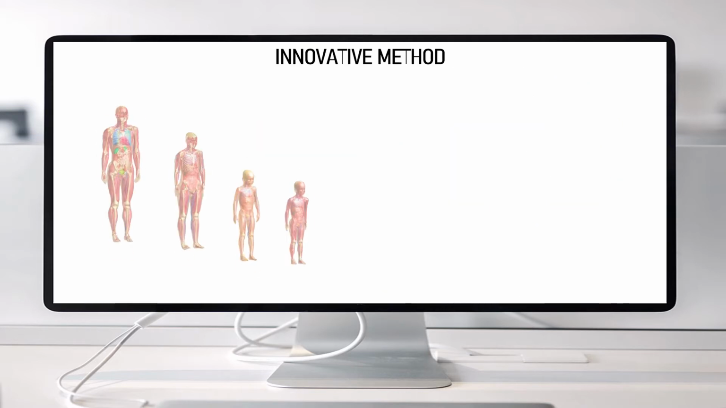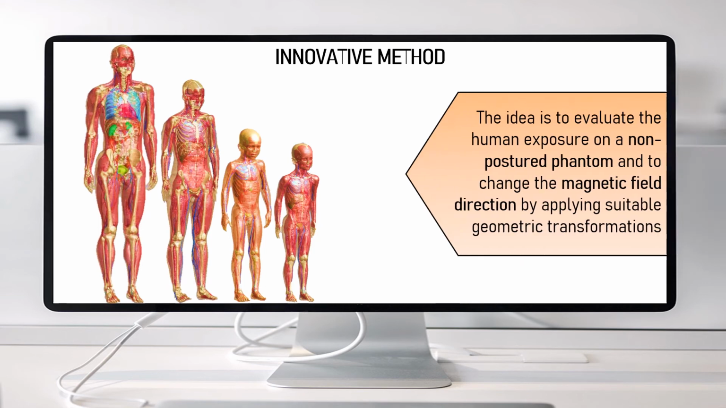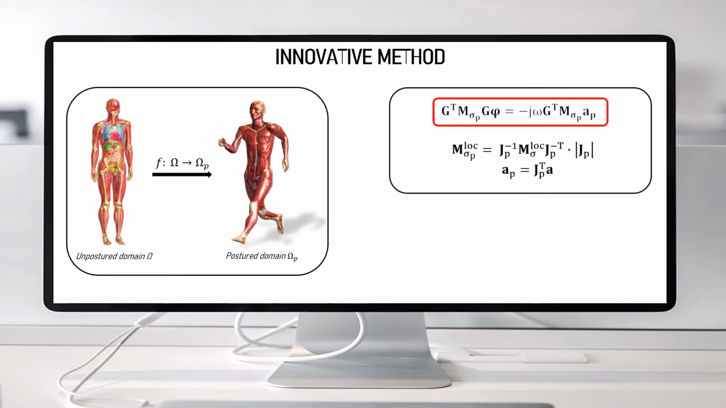Therefore, the idea is to evaluate the human exposure on a non-posed phantom and to change the magnetic field direction by applying suitable geometric transformations. In the inductive method, I consider a map F which takes the non-posed body to the posed one. The classical formulation must be rewritten by considering a new tissue conductivity, M sigma p, and a new source term, AP, both depending on the Jacobian matrix JP of the transformation.